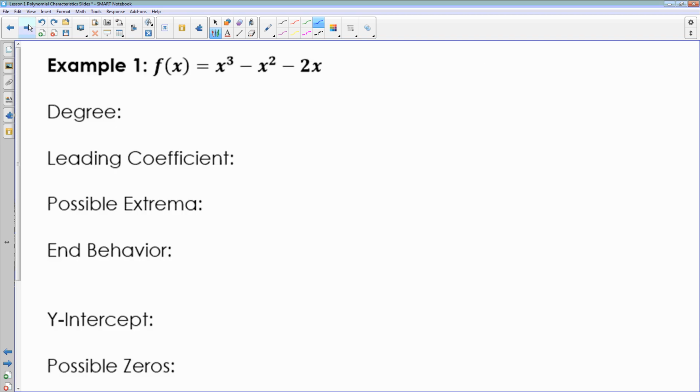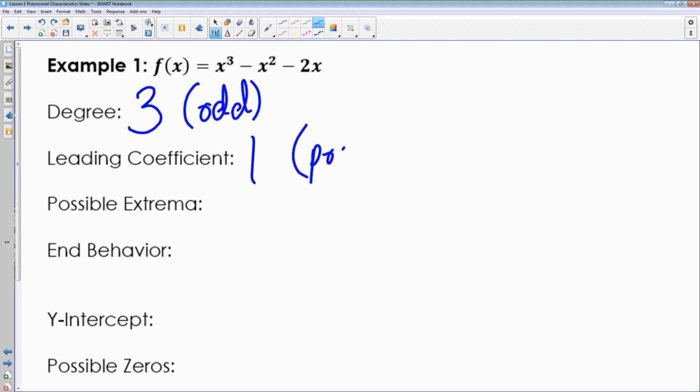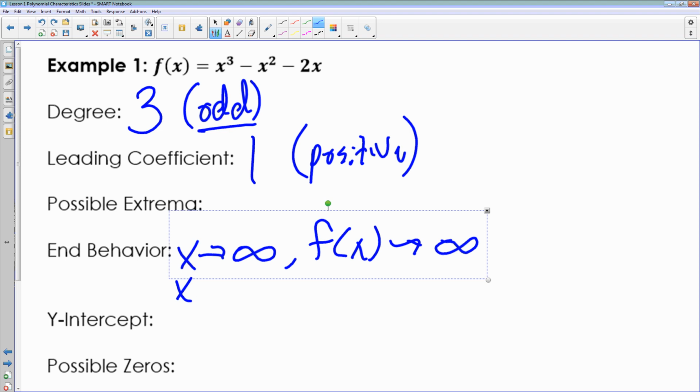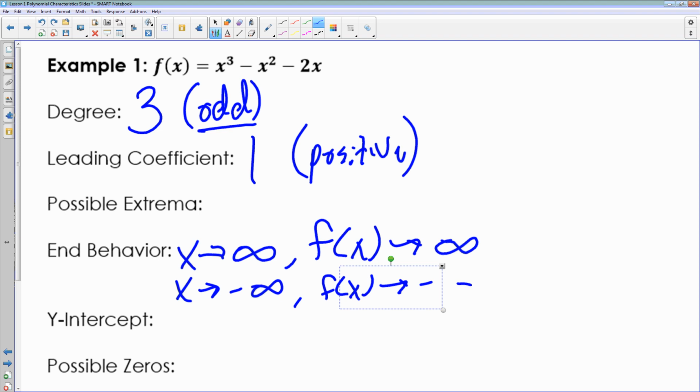Okay, so we've got f of x equals x cubed minus x squared minus 2x. This has a degree of 3, right? That's our highest exponent. The leading coefficient is 1. So my degree is odd, and my leading coefficient is positive. I'm going to jump down and talk about end behavior. Because my leading coefficient is positive, on the right I'm going to be going up to positive infinity. But because my degree is odd, it's going to be doing the opposite on the left. So as x goes to negative infinity, f of x is going to negative infinity.